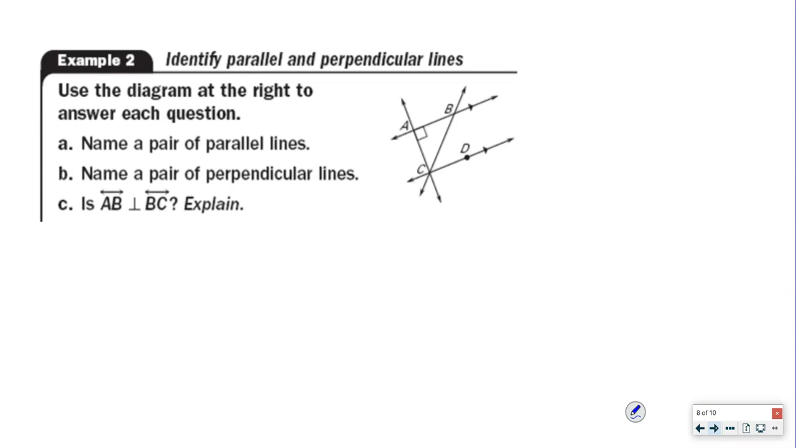Example number 2. We need to identify parallel and perpendicular lines. So we're going to use this diagram at the right to answer each question. A says, name a pair of parallel lines. So looking at our lines, we need 2 lines that do not intersect with each other. We should be able to find AB and CD do not. They also have the little arrows in the line showing that they are parallel. So our 2 lines would be AB and CD.